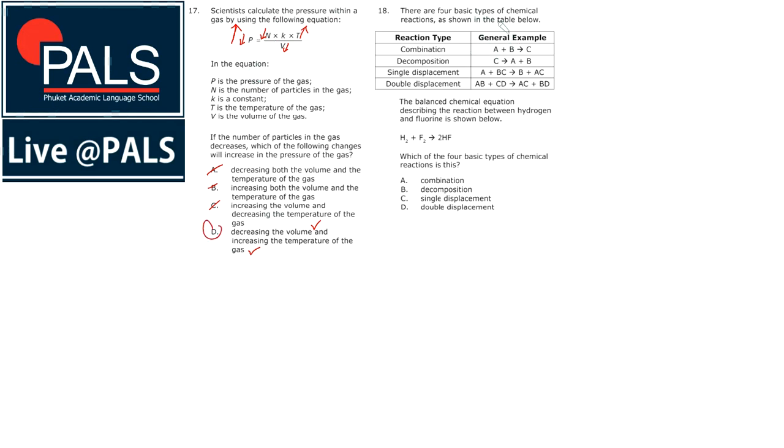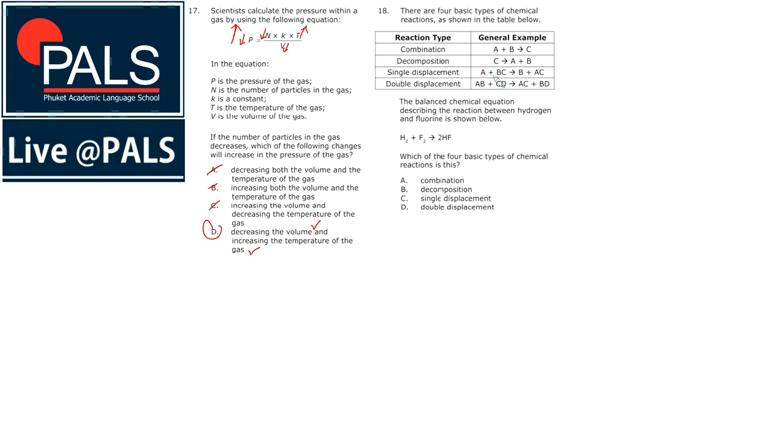There are 4 basic types of chemical reactions as shown in the table below. Combination or addition reactions: A plus B gives a new chemical C, as a combination of the 2 reactants. Decomposition is the opposite. You have one reactant that breaks down into 2 products.